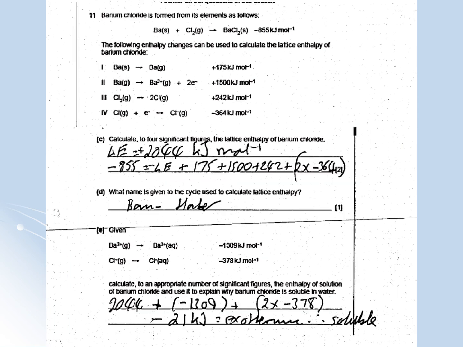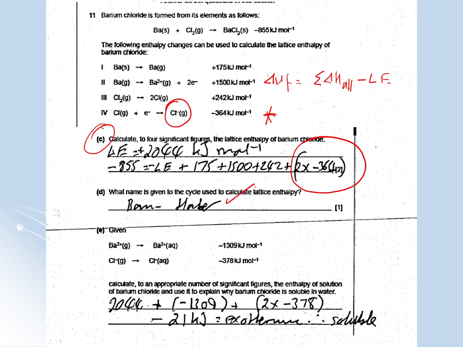So we're going back to the last topic here where we were calculating out a lattice enthalpy. It was pretty straightforward. You just had to remember that the enthalpy of formation was equal to the sum of all the other enthalpy changes minus the lattice enthalpy. The only thing that might have caught you out here was they gave you the electron affinity of 1 chloride, whereas you had to multiply that by 2 because you had 2 chlorides there. That was the only place that might have caught anybody out. This is a Born-Haber cycle, of course.